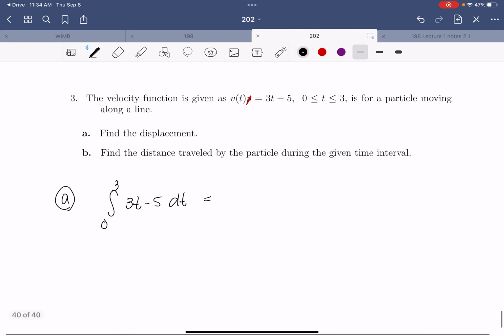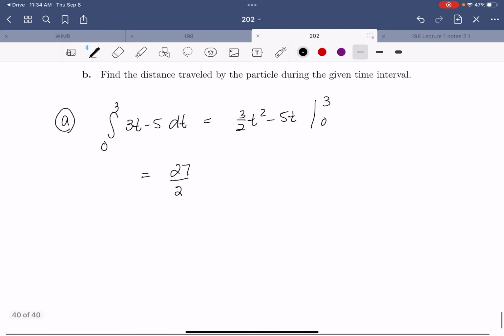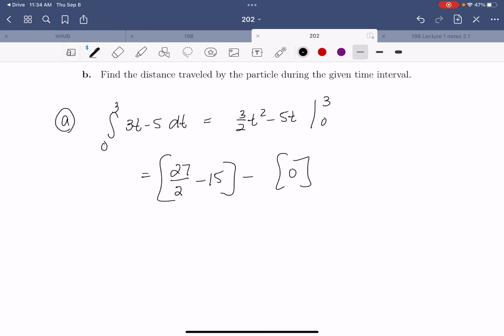We're going to take the integral from 0 to 3 of 3t minus 5 dt. And when we get through that, we get 3 halves t squared minus 5t evaluated from 0 to 3. When we plug in 3, we get 9 times 3 is 27 over 2 minus 15. Minus, when you plug in 0, you get 0. So this is just 27 over 2 minus 15, or negative 1.5.